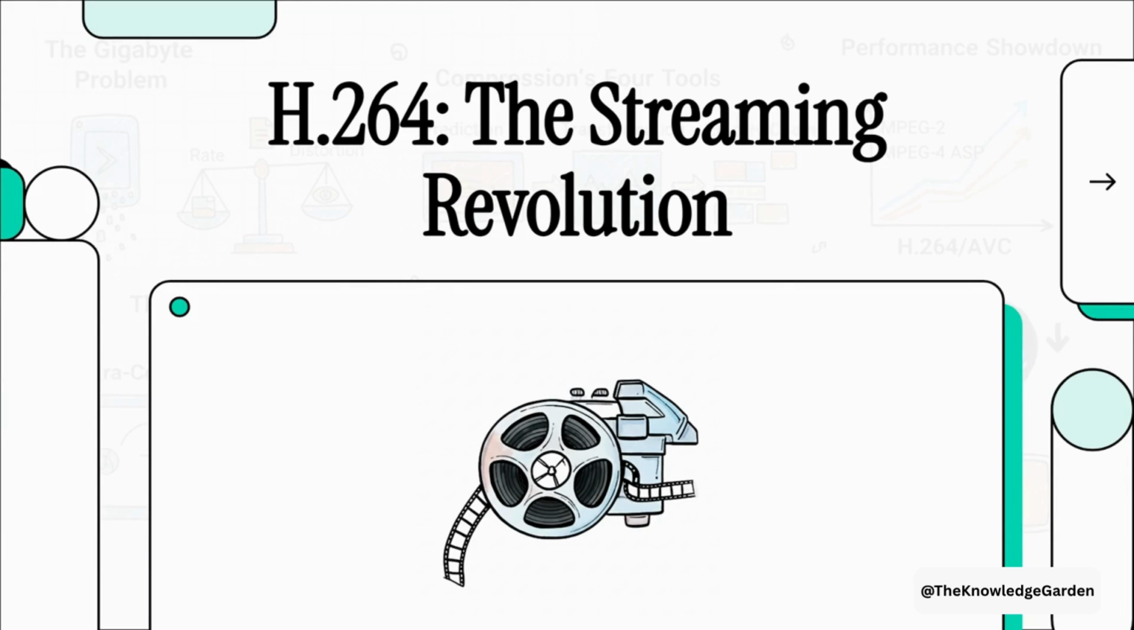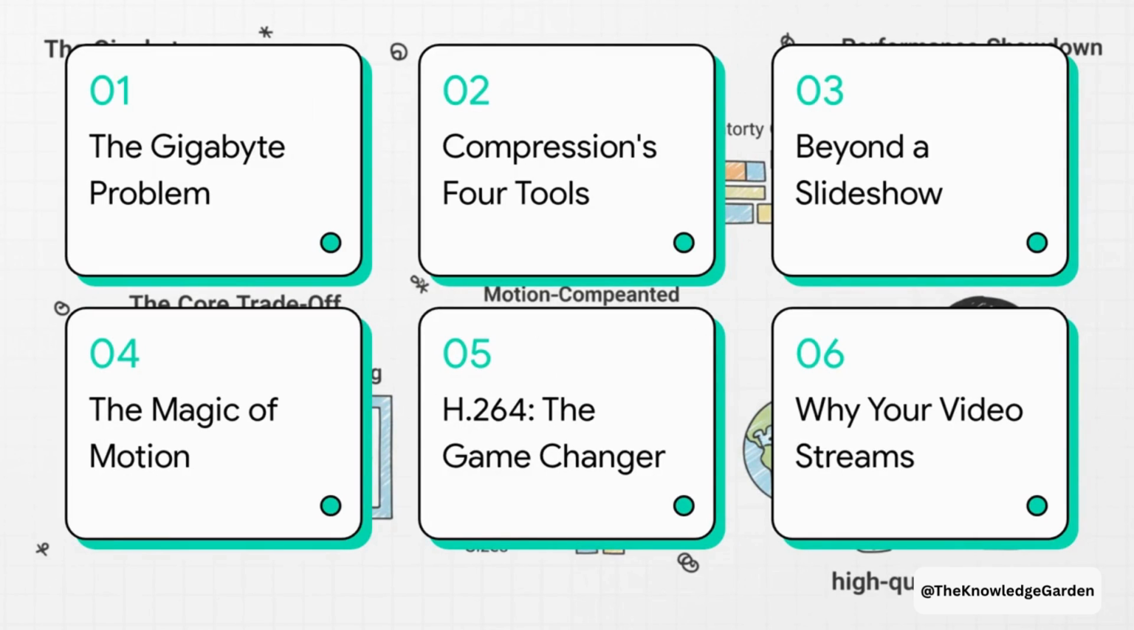Let's dive in. To really get our heads around the magic of H.264, we're going to start with the massive problem it was built to solve, the Gigabyte problem. Then, we'll peek inside the engineer's toolkit to see the 4 core ideas behind all compression. From there, we'll see how those tools were cleverly adapted to handle motion. And finally, we'll see how H.264 put all these pieces together to completely change video forever.